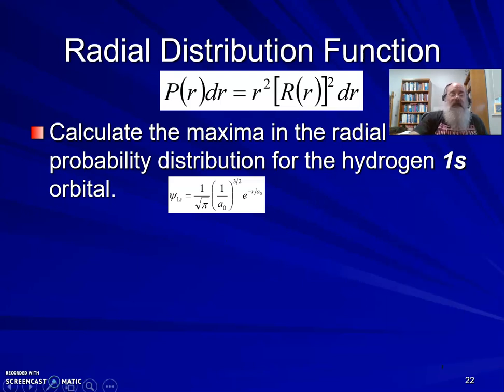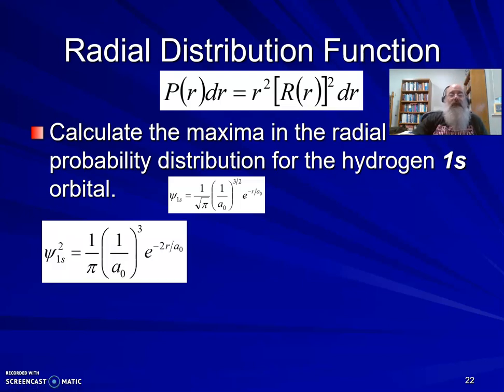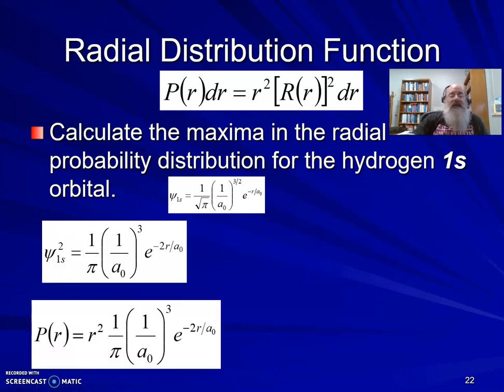Again, we have our wave function. We only have the radial portion, but we will ignore the non-radial portions when we get up to orbitals that have angular portions, non-s orbitals. If we square that and multiply it by r squared, we have our probability.